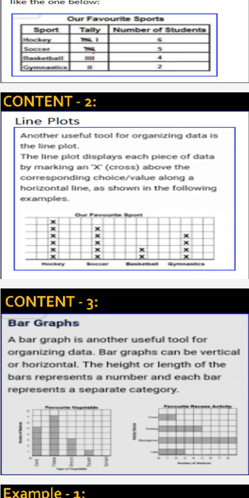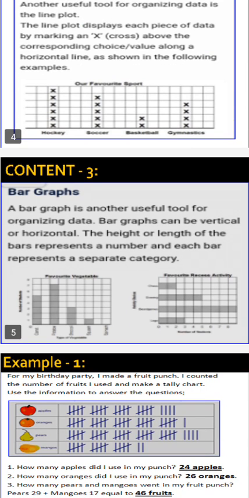Hope you are taking notes of each and every one of these. For hockey, if you count the marks, you have 6. For soccer, that's a cross mark, you have 5. Basketball, you have 2. Gymnastics, you have 4.